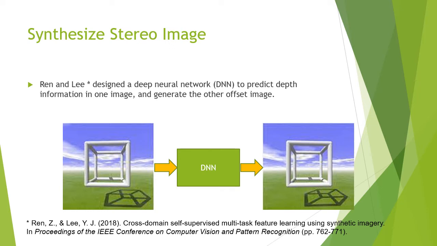Ren and Lee's team designed a deep neural network to first predict depth information in one image, and then with some handmade algorithm, the other offset image can be generated with this predicted depth information. And when this pair of offset images are rendered to each eye of the user, the stereo image is finally generated and delivered to the user.